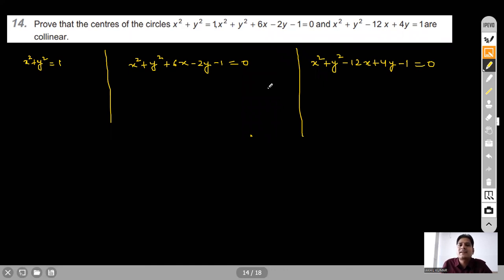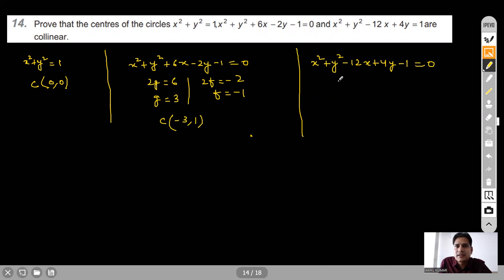Okay, so first let's find the center of each circle. The center of the first circle will be 0, 0. It will be the origin, right? For the second, 2g is equal to 6, so g is equal to 3. And 2f is equal to minus 2, so f will be minus 1. So the center will be minus g, comma minus f, that will be minus 3, comma 1.